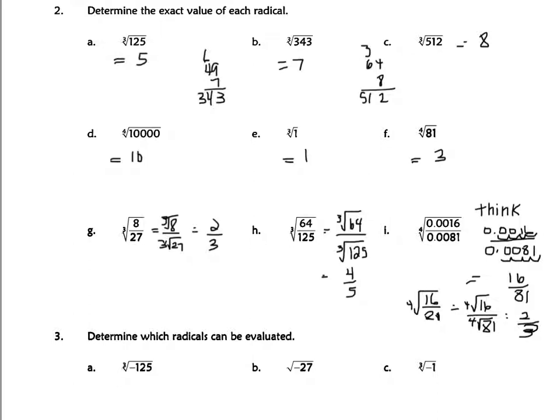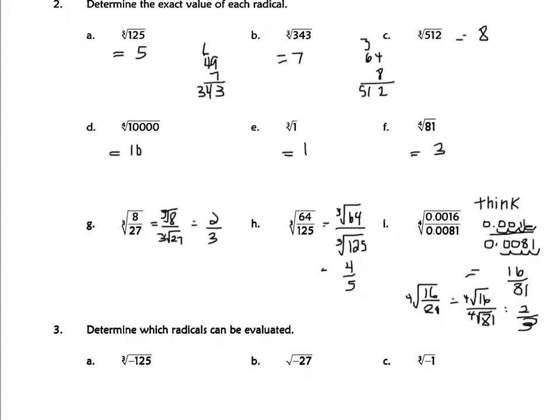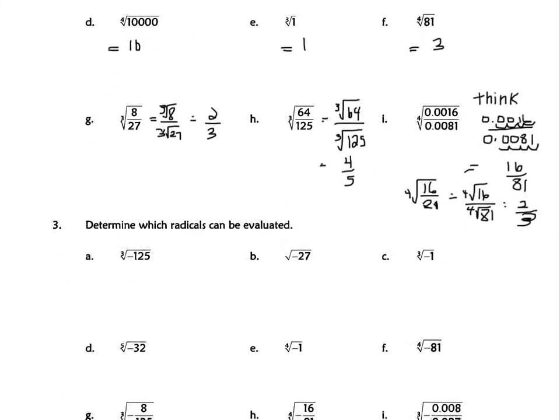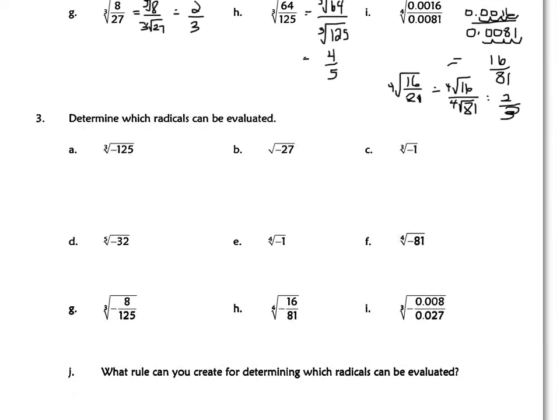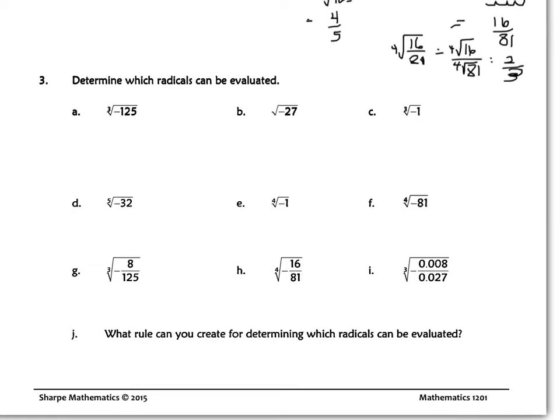Okay. All right, so the next question asks you to determine which radicals can be evaluated. So basically, which ones can we come up with real number answers for, answers that make sense. So this one here, the cube root of negative 125, that is negative 5. Because negative 5 times negative 5 times negative 5 will give you negative 125. The square root of negative 27, though, would be undefined in real numbers. Because there is no number which, when multiplied by itself, will give you a negative value.